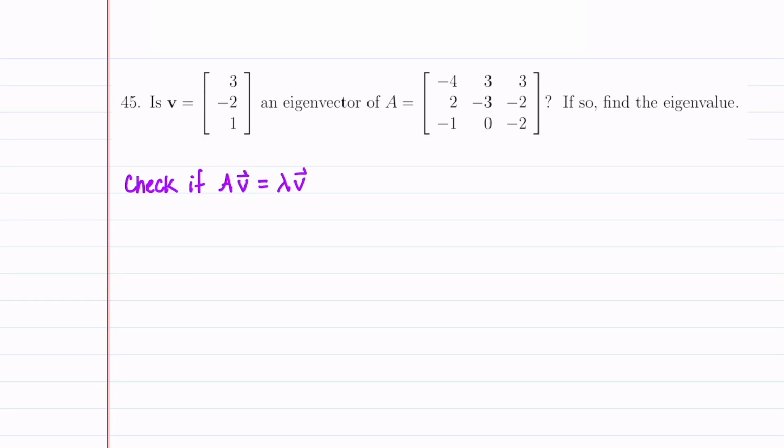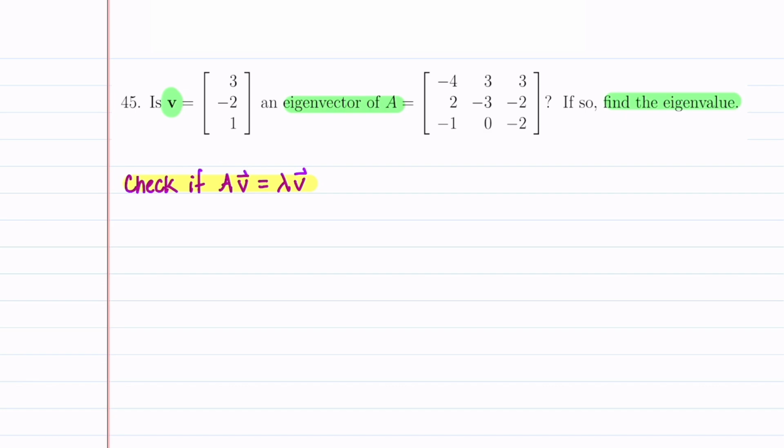In this question, we're given a vector v, and we're asked to find if it is an eigenvector of matrix A. And if it is, we're asked to find what the eigenvalue is. The way that we're going to solve this problem is we're going to check if A times our vector v is equal to lambda times v, where lambda is an eigenvalue. This equation is our basic definition of an eigenvector v and an eigenvalue lambda.